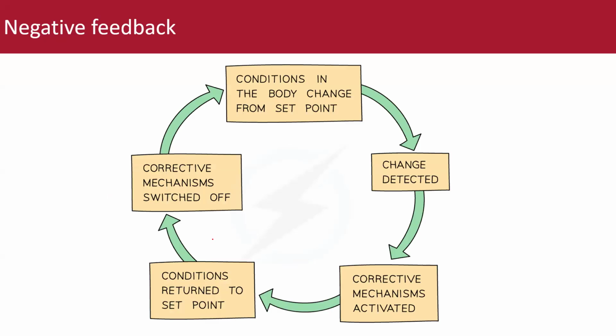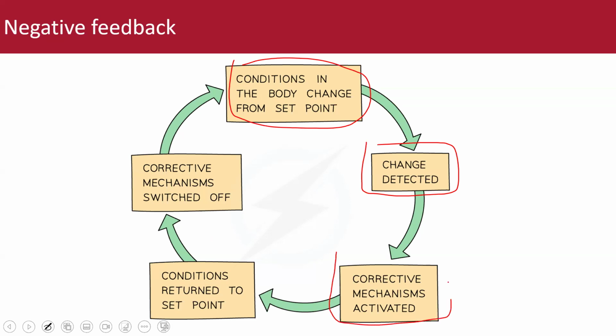I'm not quite sure how they're going to ask about it. So what happens is conditions in the body change from a set point. You eat glucose. Your change is detected in the pancreas. Your pancreas produces insulin. Then your glucose decreases. Therefore, you don't need to produce any insulin anymore. The negative feedback is where your hormone resolves a problem and it prevents anything else then being made.